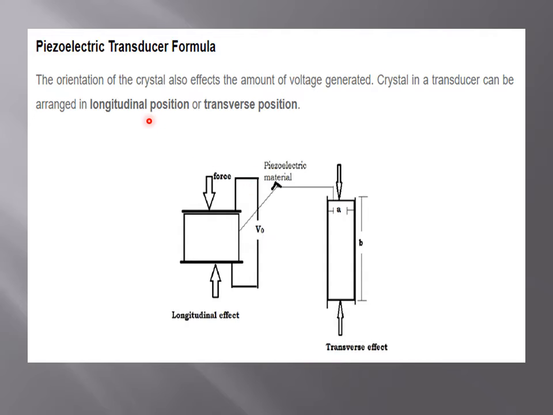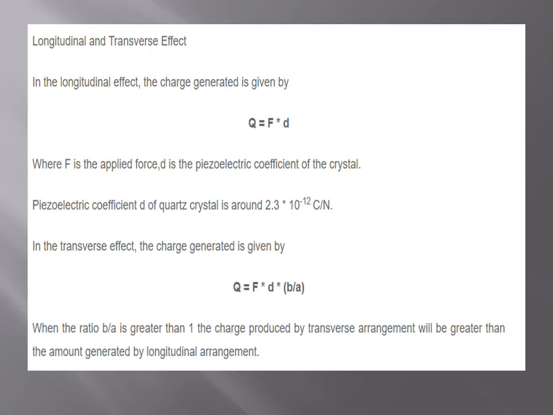The piezoelectric transducer formulae. The orientation of the crystal also affects the amount of voltage generated. A crystal in a transducer can be arranged in either a longitudinal position or a transverse position. If it is in the longitudinal position, V0 will be developed here. The same thing in the transverse effect: the stress will be applied here and the voltage will be generated. So we have the longitudinal and transverse effects.